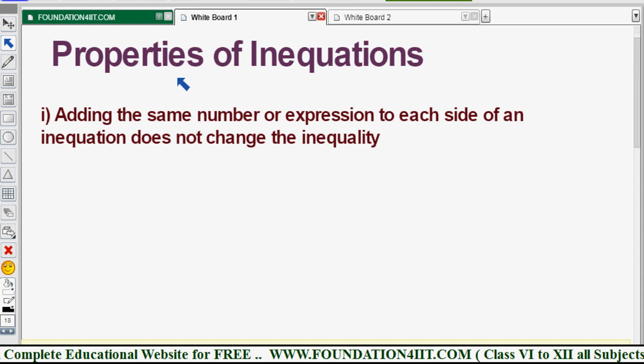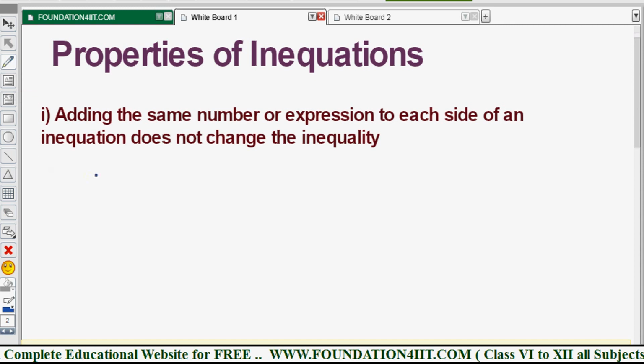Let us see some important properties of inequations to solve the problems. I'll explain 4 properties here. Here, the first one is: adding the same number or expression to each side of an inequation does not change the inequality. So if you add any number to both sides, it will not change.